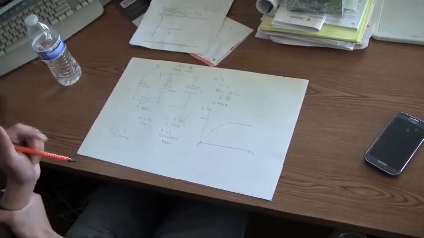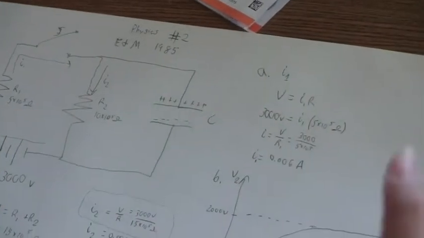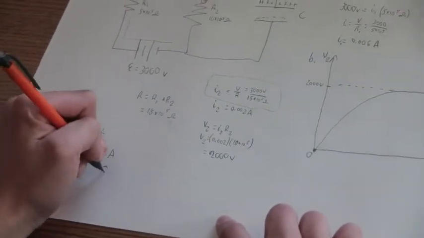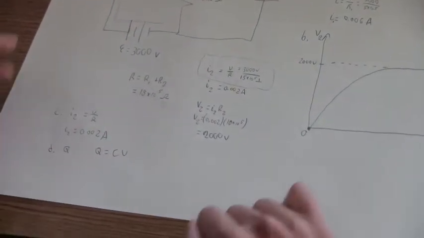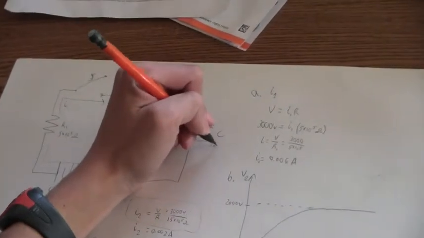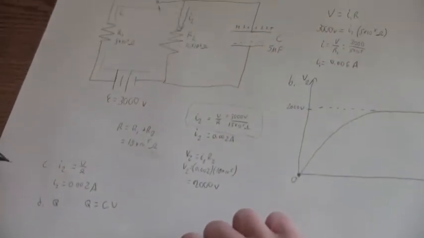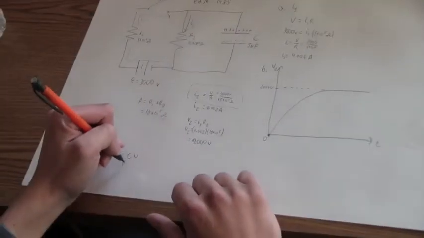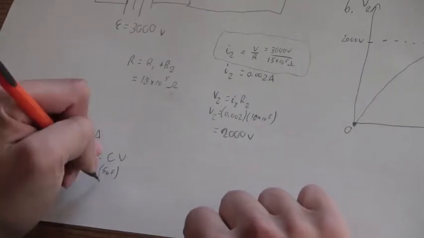Part D of the problem is to calculate the charge Q on the capacitor. So the charge Q on the capacitor after a long time, so after the capacitor is full. So in order to do D, and we want Q, you need the equation Q equals CV. And C equals 5 microfarads, something I forgot to mention earlier, which is 5 times 10 to the negative 6.